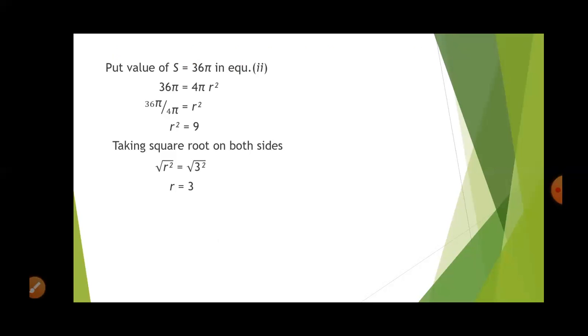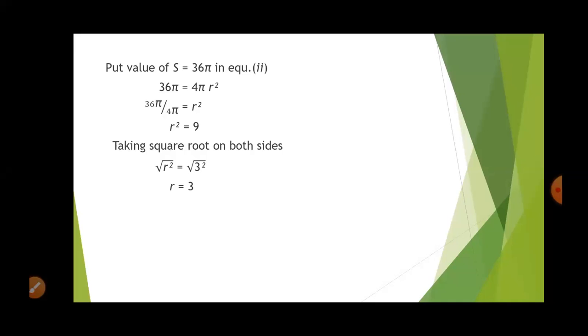So we have to put the value of S, which is 36 pi, in equation 2 to find the value of r. 36 pi is equal to 4 pi into r square. Again 4 will be shifted to left hand side as 4 was multiplied at right hand side, so it will be divided at left hand side. 4 ones are 4 and 4 nines are 36. Pi will be cancelled with pi. r square is equal to 9.